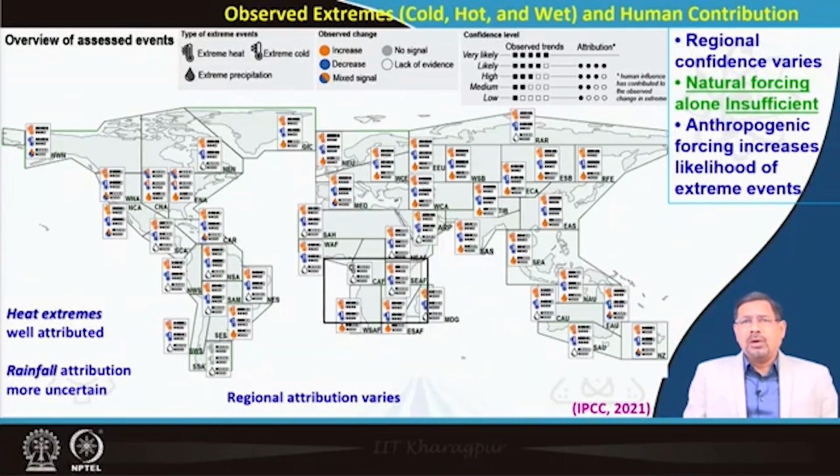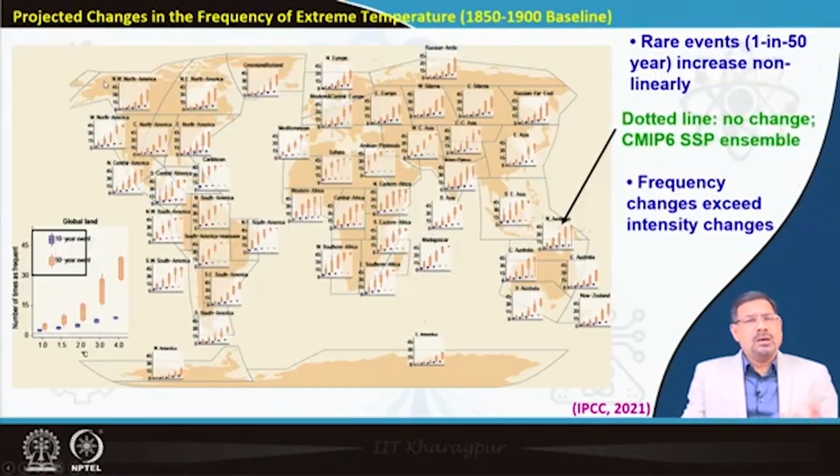Natural forcing alone is insufficient to take us to that kind of situation. So, anthropogenic forcing increases the likelihood of extreme events. Anthropogenic starts with us. So, human-induced factors are becoming important and are causing the faster rise in temperature. Next, the projected changes in the frequency of extreme temperature.